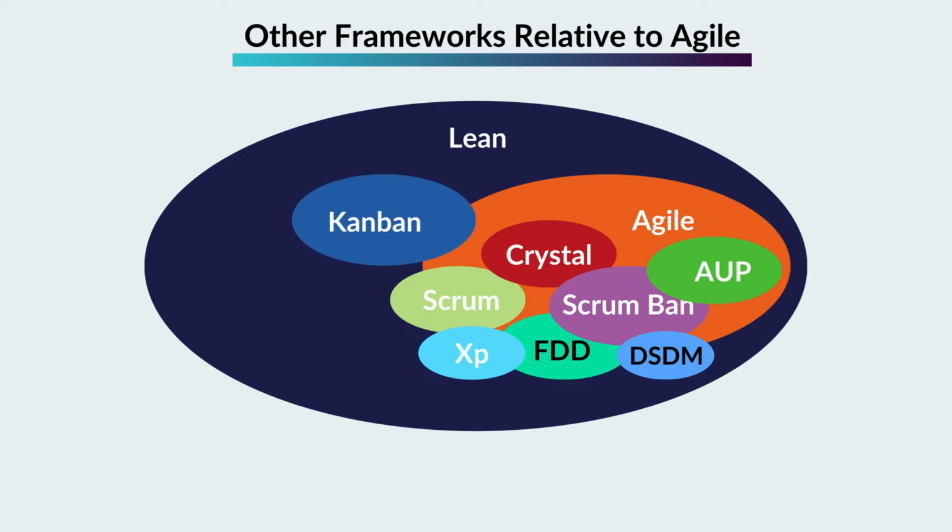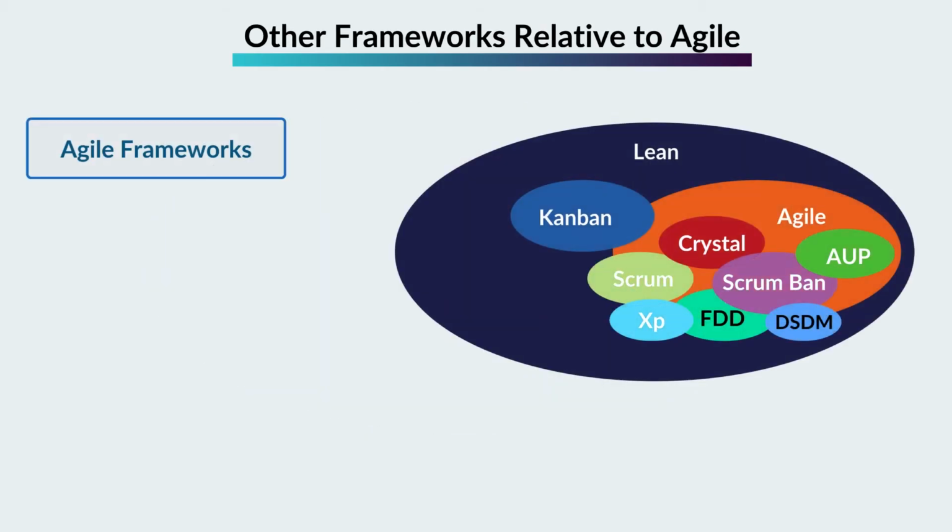Here is a brief overview of some of the other frameworks. Agile frameworks. Agile is an umbrella term that contains several frameworks and methodologies, including Scrum, Kanban, Lean, Extreme Programming (XP), and more. These frameworks share the Agile values and principles outlined in the Agile Manifesto but offer different processes and practices for implementing them.